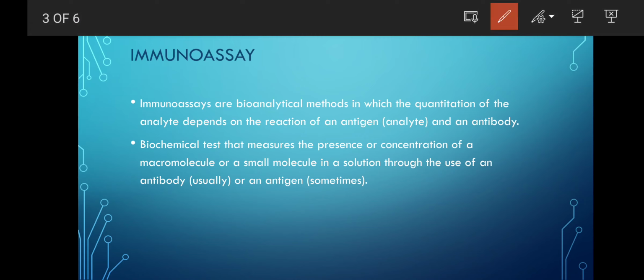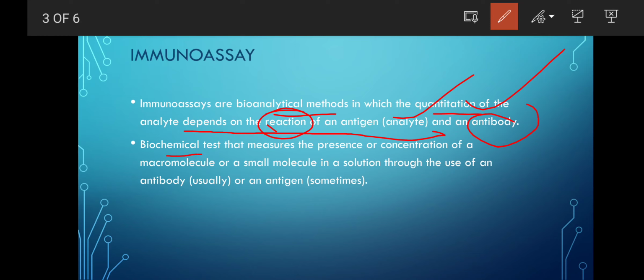So it is a bioanalytical method in which the quantitation of the analytes depends on the reaction of the antigen or the analytes, okay, and the antibodies. We have learned so many analytical methods, right? So here the difference is that it depends on a reaction between the analytes and the antibodies, okay.